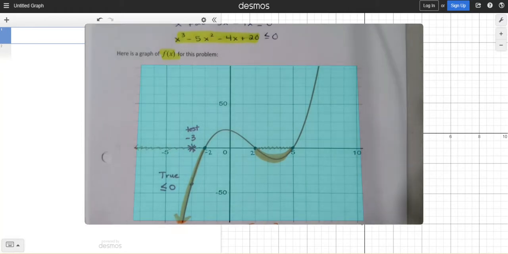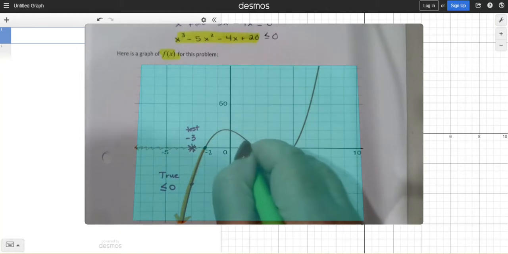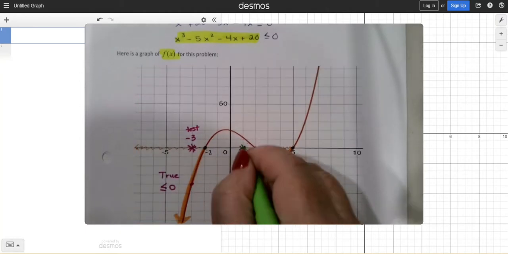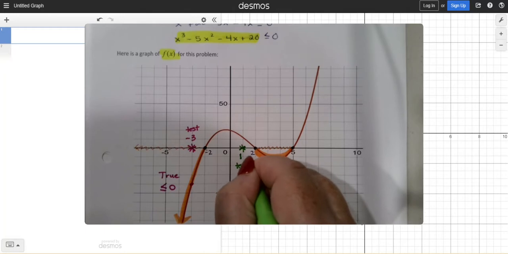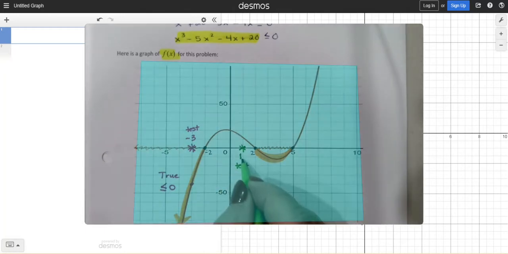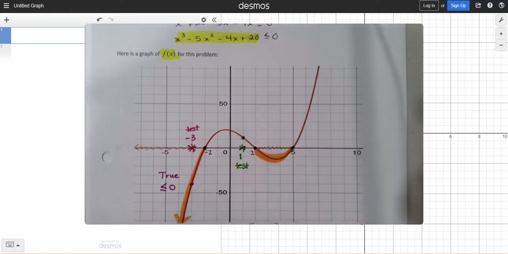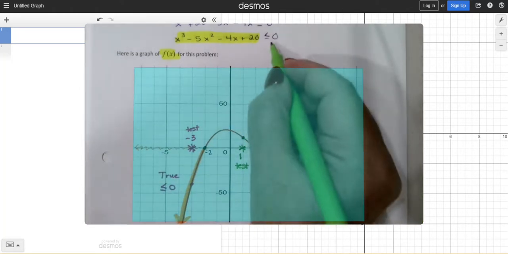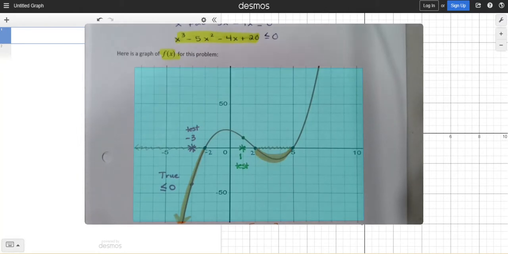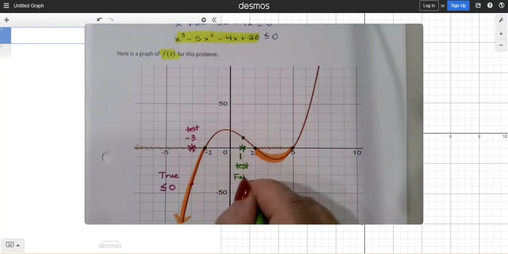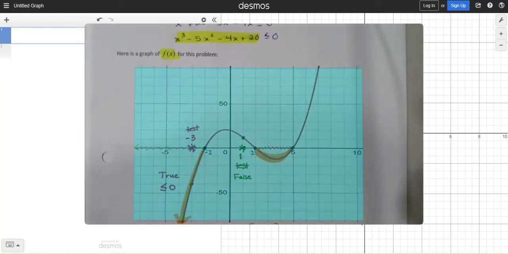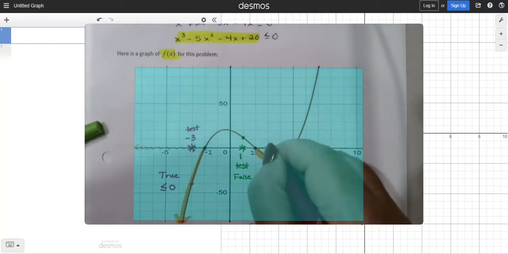I could then move over and I could say, what about in this section between -2 and 2? Once again, I could pick a test value, like maybe x equals 1. And if I were to plug 1 into this function, I would find out that I get some answer that's positive, right? It's not less than or equal to 0. And so I would find out that this is false. I would do the same thing over here. Maybe I'm going to pick a test value like, I don't know, 3.